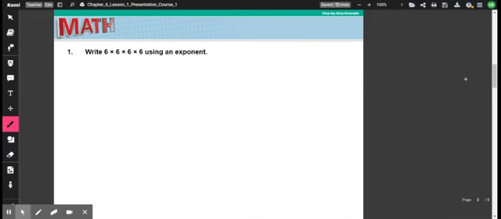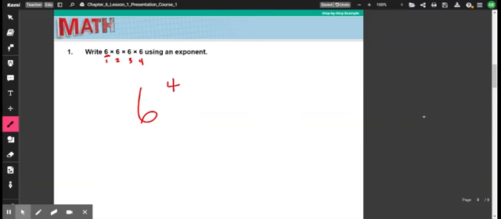So we're on number 1, which is on page 434. All right, so it says write 6 times 6 times 6 times 6 using an exponent. So all we're going to do is, since 6 is the number that we are going to be multiplying by, we're going to have 6 as our base. And then since we have 1, 2, 3, 4, we're going to put it to the power of 4. All right, that's all we're doing.